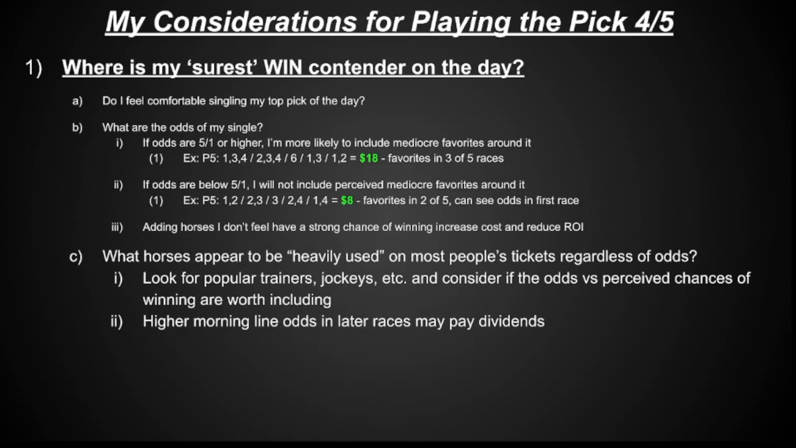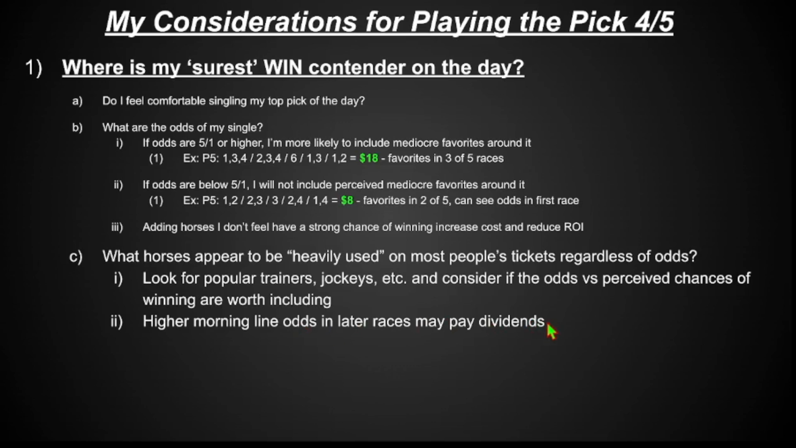Leading trainers and jockeys will be popular on many people's tickets. Higher morning line odds in later races may pay dividends. This kind of integrates with the last point. But if there's a 10 to 1 horse in the 5th race, the last race of a pick 5, it's going to play probably longer than that just because it's going to be such a long shot.